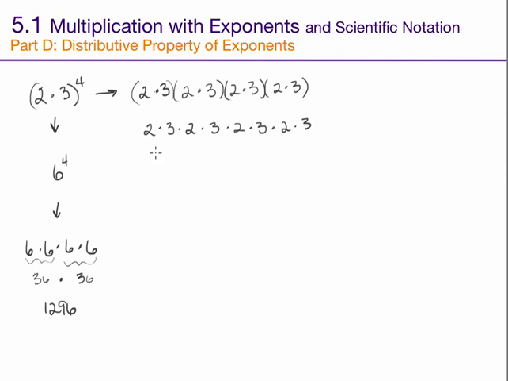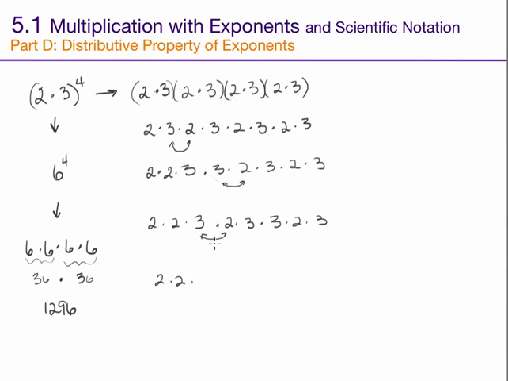Now, using the commutative property for multiplication, I'm going to reverse the order of these two numbers here. 2 times, not 3 times 2, but 2 times 3. Then I'll write down the rest of the problem, and then I'll do the same thing again here. Not 3 times 2, but 2 times 3. And write down the rest of the problem. Now I'll do it again in this position. Not 3 times 2, but 2 times 3. And write down the rest of the problem.